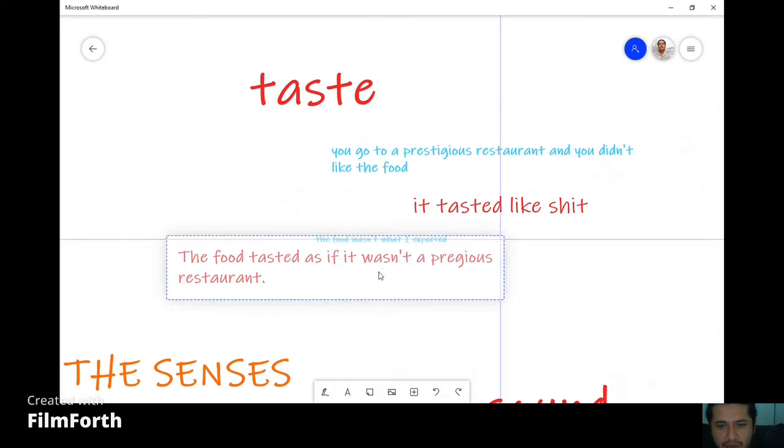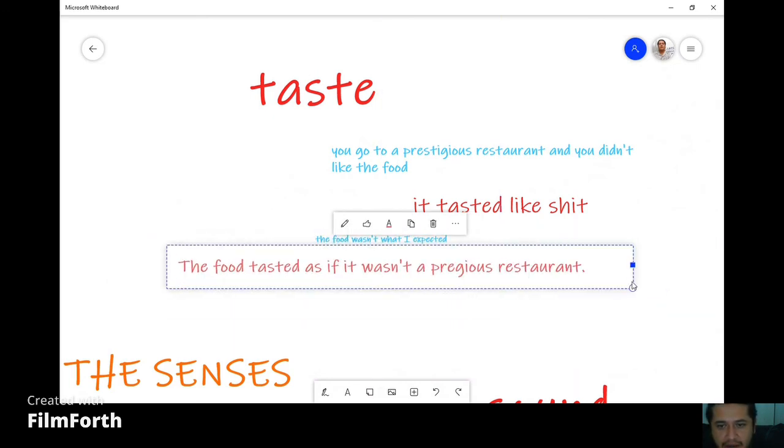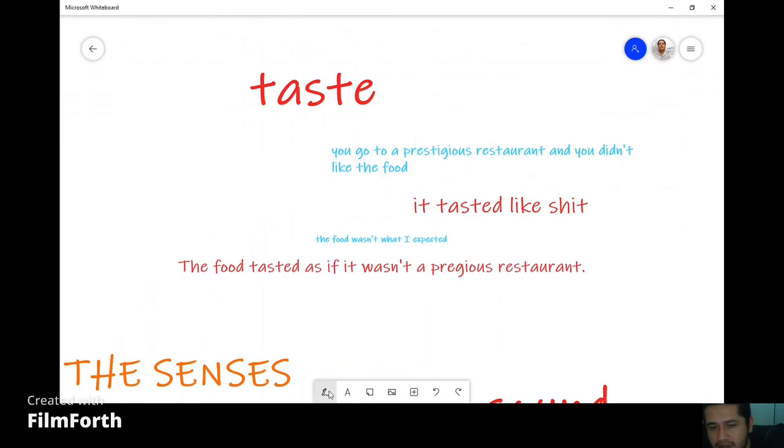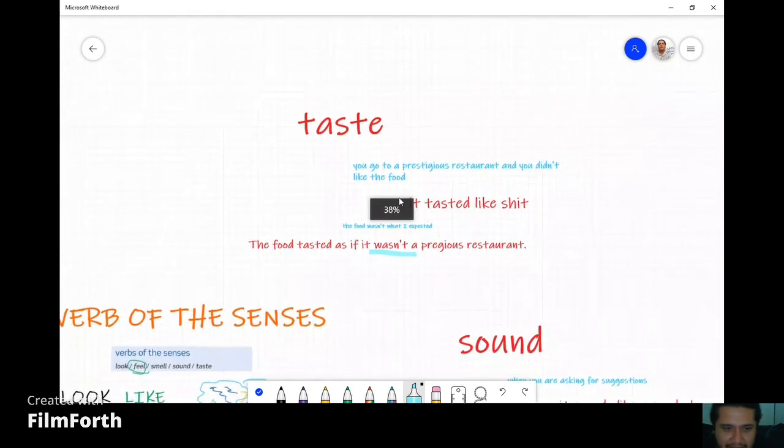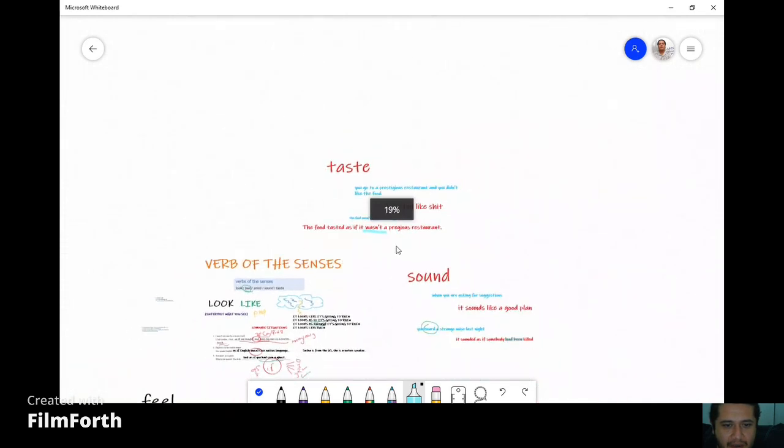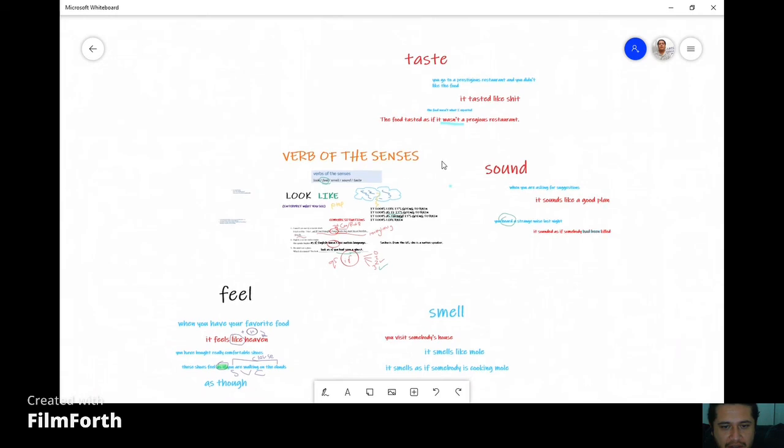So I am using a sentence with as if. Imaginary situation, of course; this is the second conditional. I am using the simple past, okay? And you can say the food tasted as if it wasn't a prestigious restaurant. So you are very angry with the chef because the food wasn't as good as you expected. This is the way you can compare different situations.